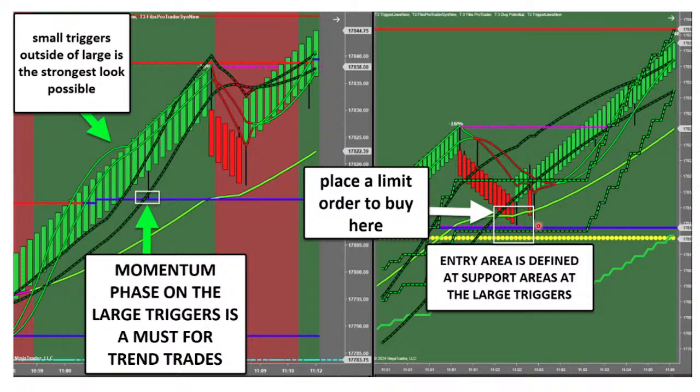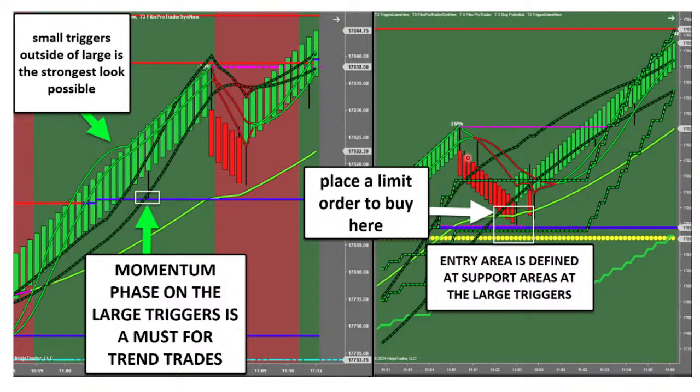This is you using the refinement process. The top of this bar is the beginning of your pullback. The bottom of this bar should be your areas inside of triggers. And guys, the next bar doesn't even form until up here. So if you wait for a tail, you miss the trade.